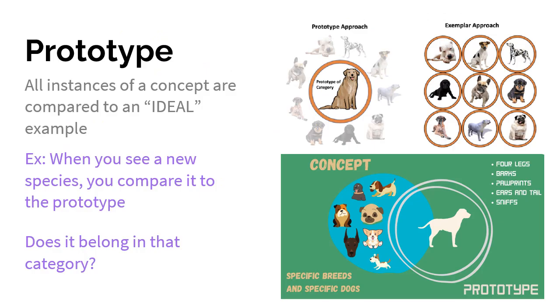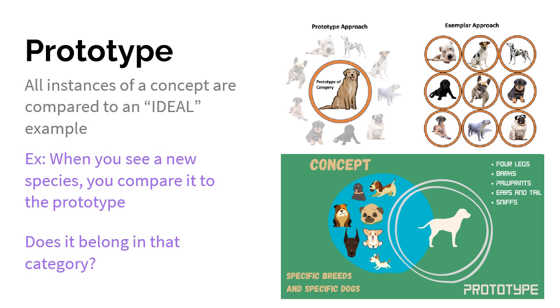A prototype is a concept compared to the ideal example of whatever we think the ideal is. So when you see a new example of something or a new species of something, you compare it to the original prototype. You say, does this belong in that category? We do this with cars. We're like, oh, is that a sedan? Is that a hatchback? Is that a truck? Is that an SUV? And now we have crossovers. So we have an ideal example that we compare all new models to.